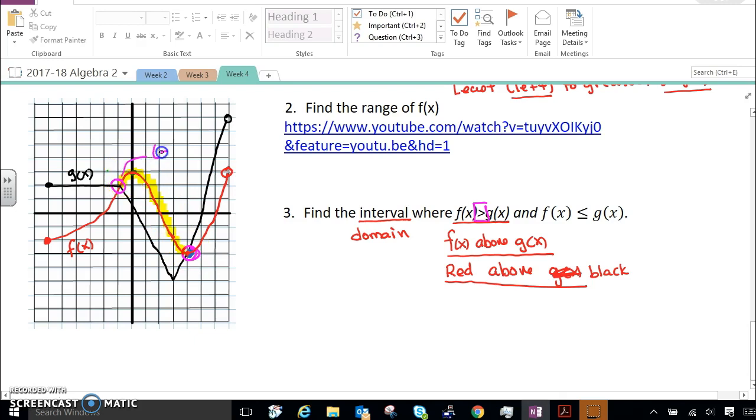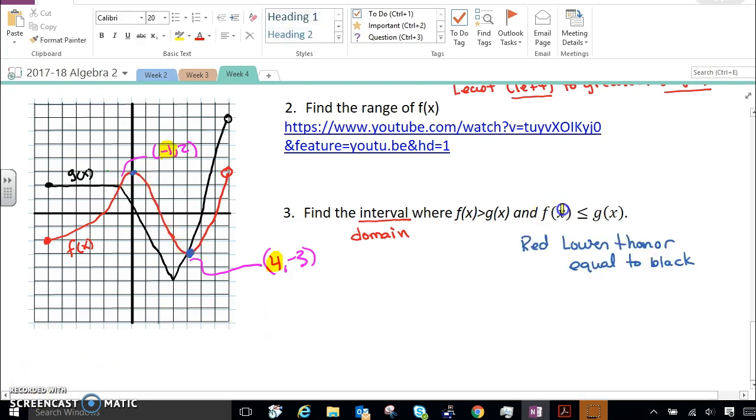So we're going from (-1, 2) to (4, -3), and the domain is going to use the x values. So we would say x is greater than -1, less than 4. And in interval notation, we would give it like this.